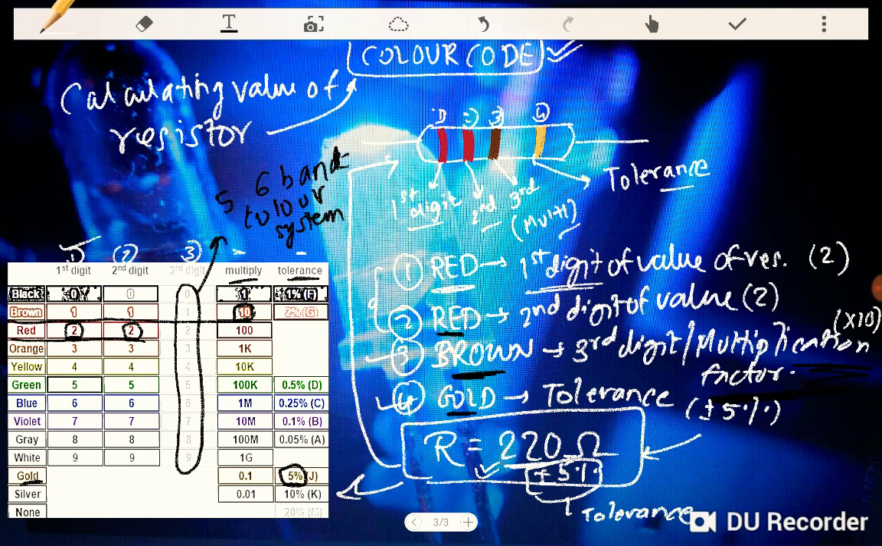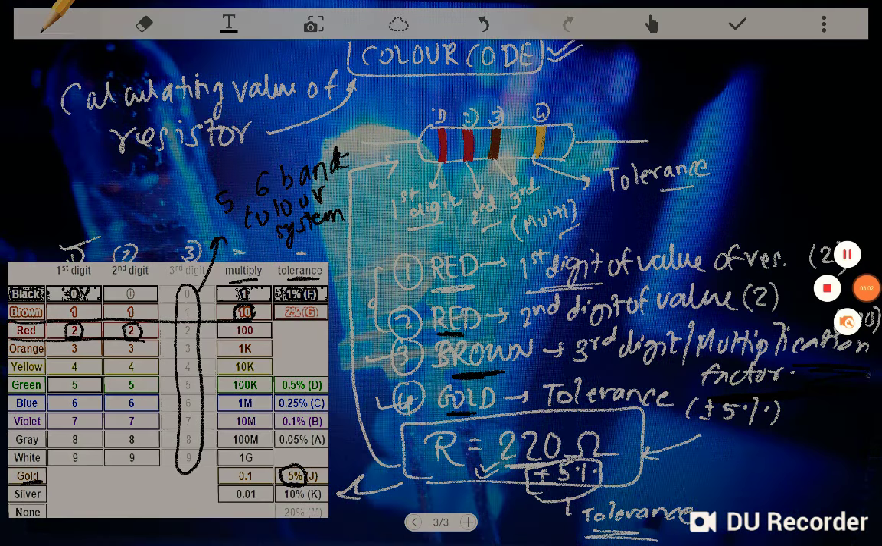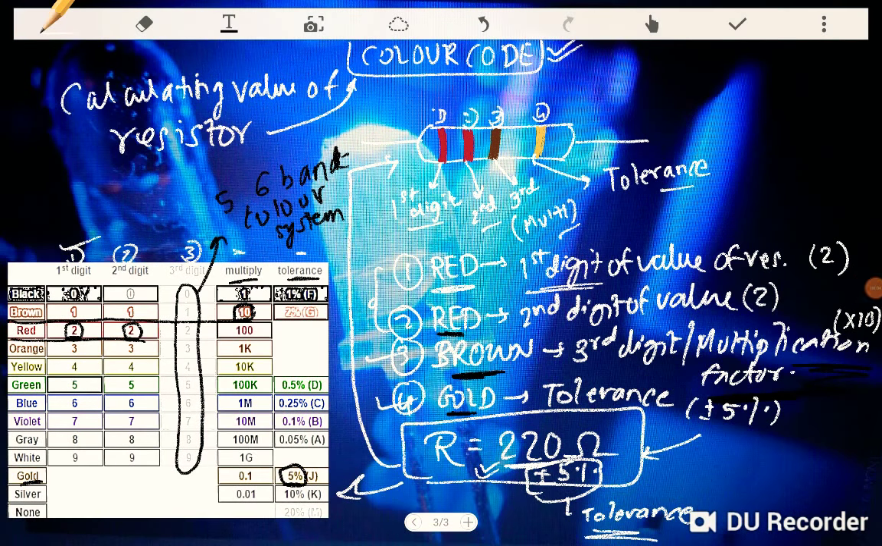Tolerance is how much a resistor is capable of withstanding the current. How much current can it withstand? Plus minus 5% current it can easily withstand without any burning or without any damage. Alright, so I hope you get how I got this value of 220 ohms, isn't it?